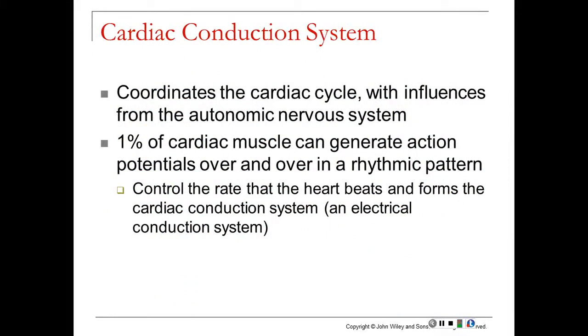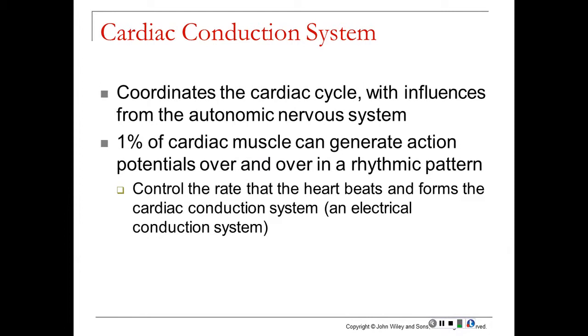We left off with the cardiac conduction system. So we've talked about the anatomy of the heart, the different chambers of the heart, the major vessels of the heart, and the blood flow through the heart, as well as where the heart is located. So now we're going to talk about how the heart coordinates its contractions. It coordinates its contractions in something called the cardiac cycle.